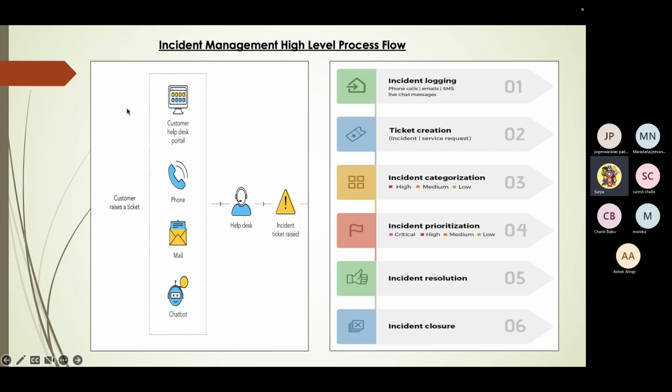Most possibly, these are the kinds of mediums that will be provided to the end user to raise their issues. The most common way is phone, which we will call customer care. The end user can call the help desk people and raise an incident. Coming to the raising of an incident, we will discuss that again later. But he can also drop a mail.